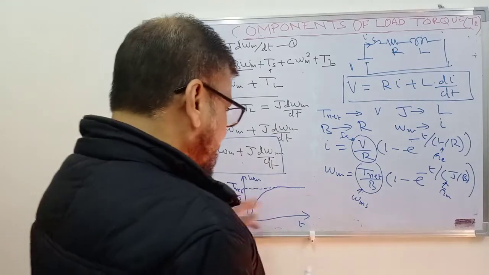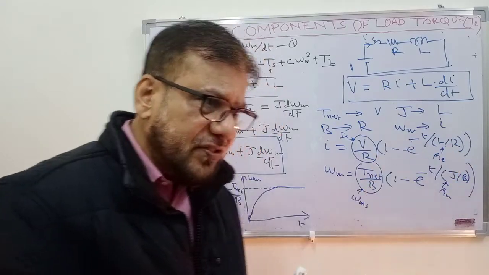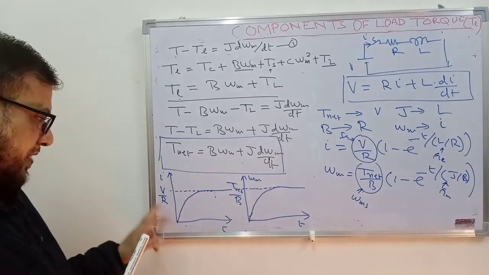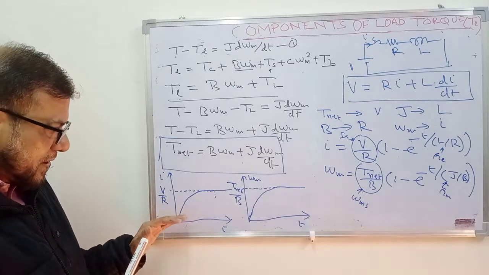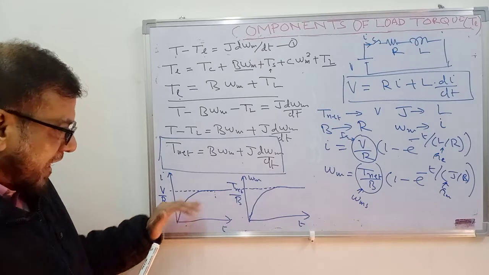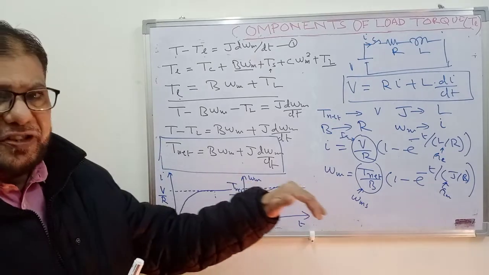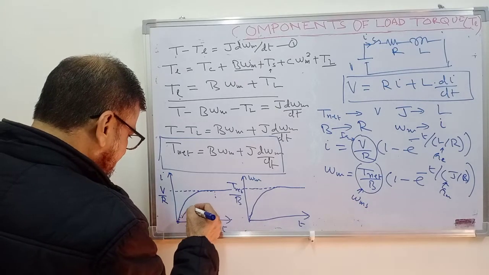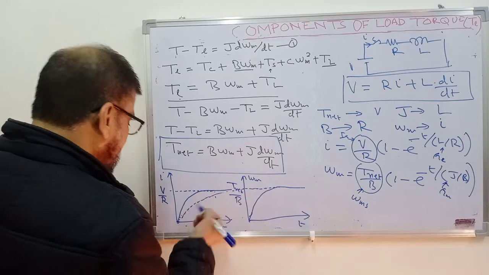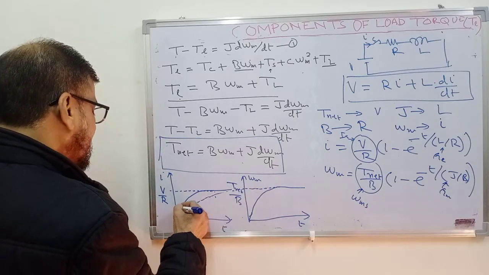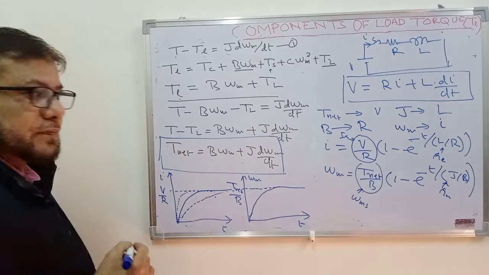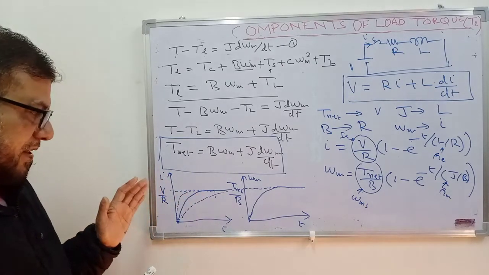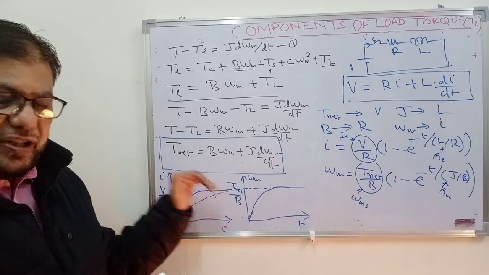So what is this time constant? Time constant indicates how fast the current will rise. The more the value of the time constant, the more time the current will take to reach the steady state value. So if the time constant increases, the curve becomes like this. If the time constant decreases, it becomes like this. So the lesser the time constant, the lesser the time the current will take to reach the steady state value.